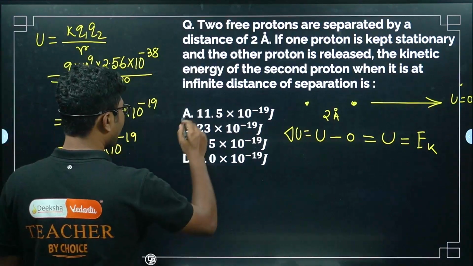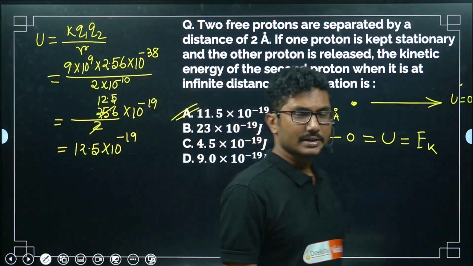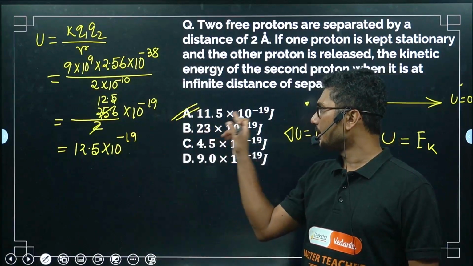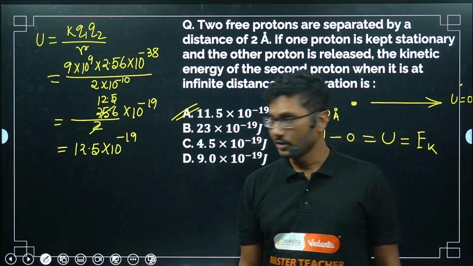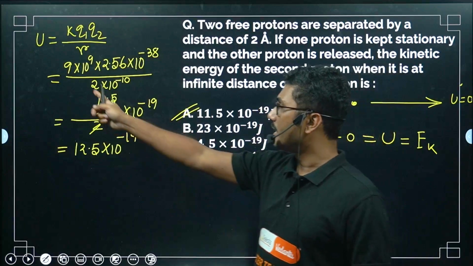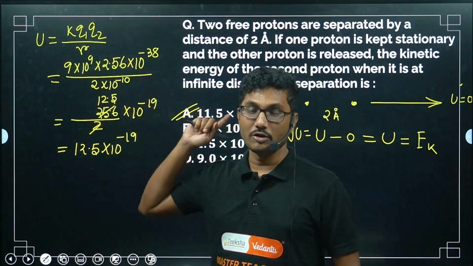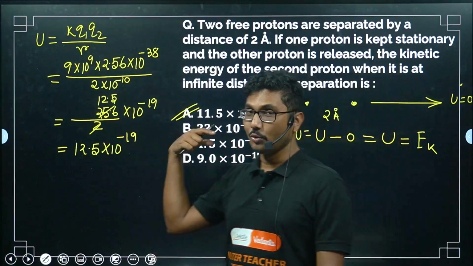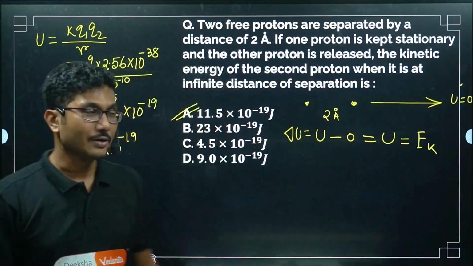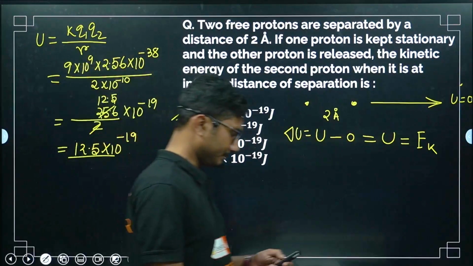So less than 12 times 10 to the power of minus 19, the only option is 11, that is slightly less than 12 times 10 to the power of minus 19. So this is the correct option. Not the 9, because 9 is getting multiplied with 1.25, so you cannot approximate that to be 9. It will grow more than 9 but less than 12.5. So the correct answer is 11.5.